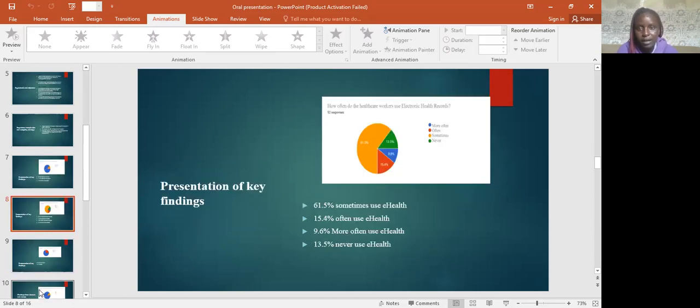We also have another question: how often do the healthcare providers use electronic health records? 61.5% say sometimes they use e-health, 15.4% say they often use e-health, 9.6% said more often use e-health, and 13.5% said never use e-health. So we can see that the majority of the people say that sometimes they use the electronic health record system.